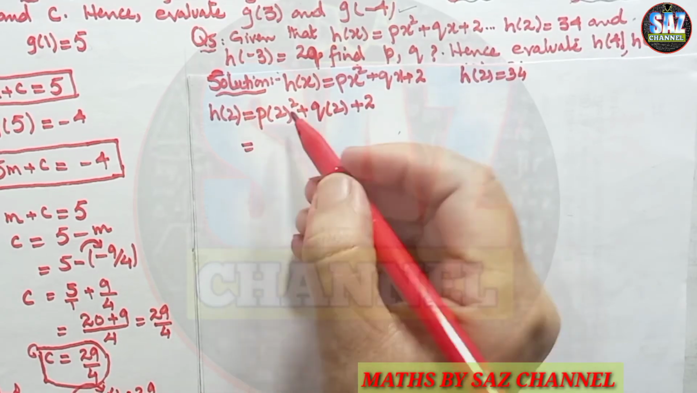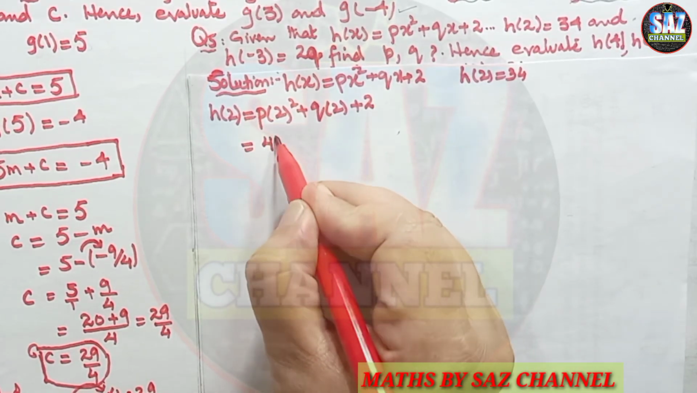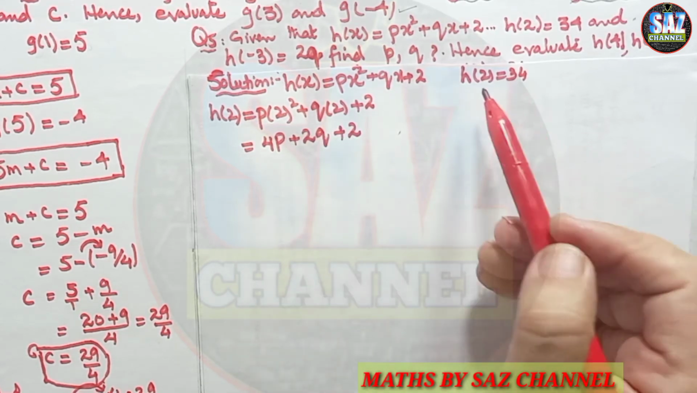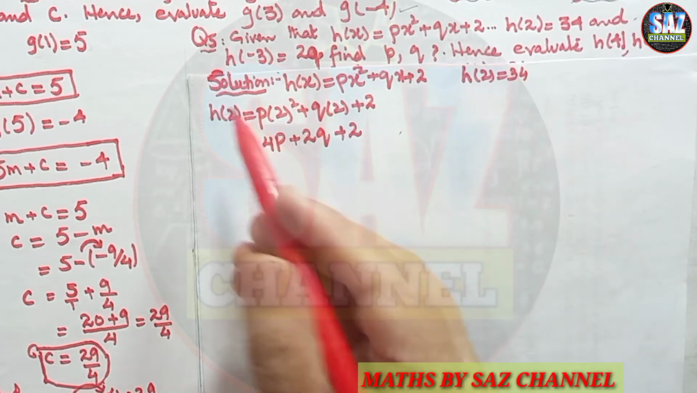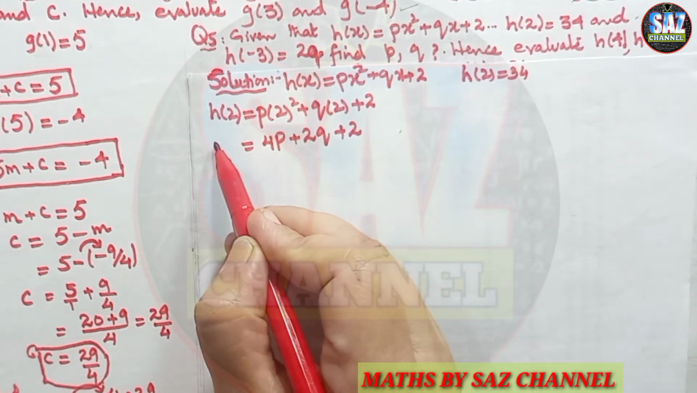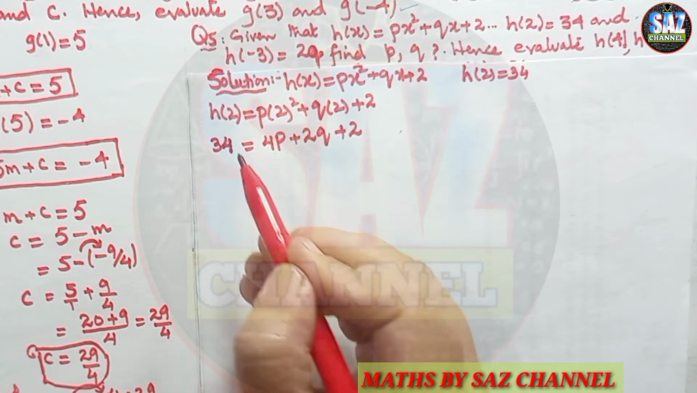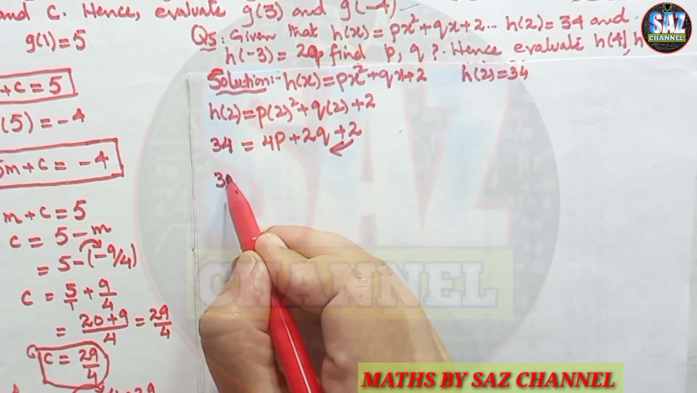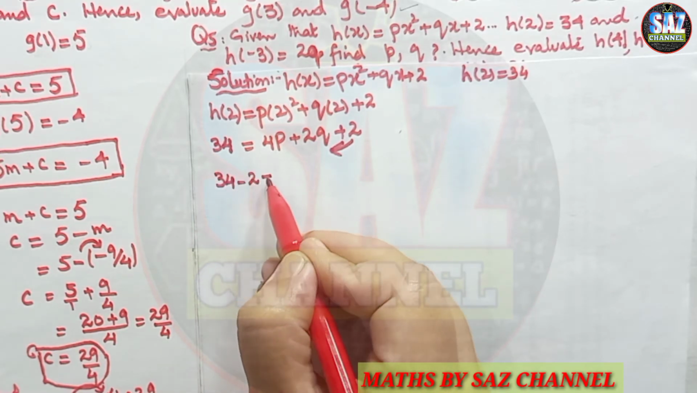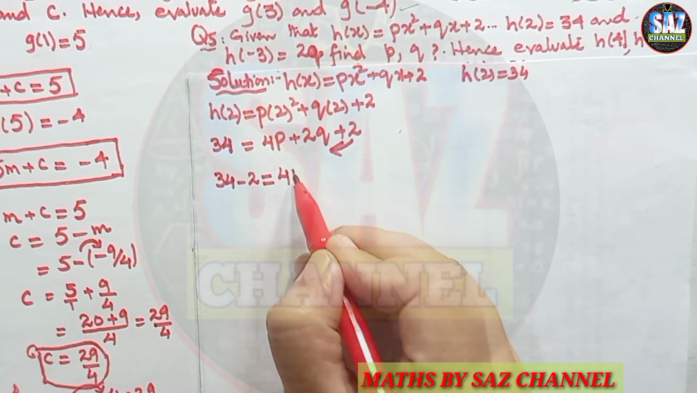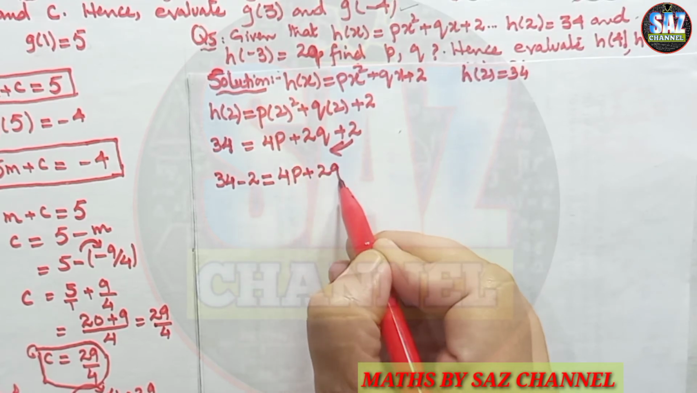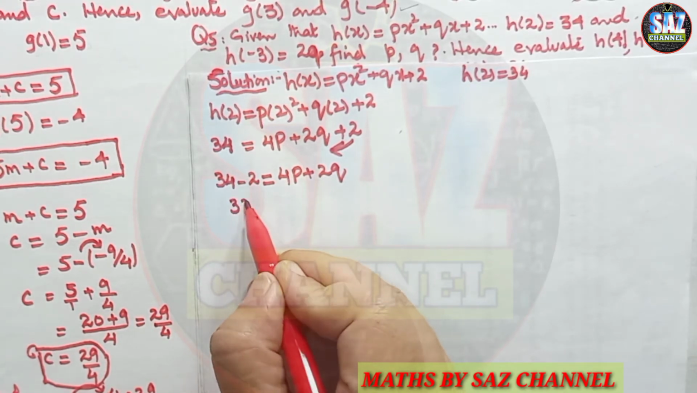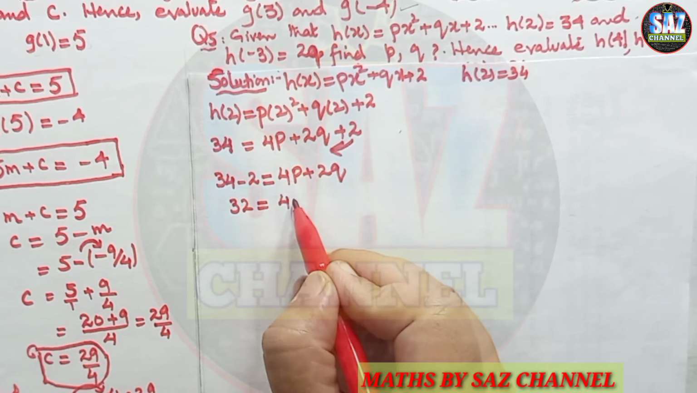Now 2 square is 4, and it will become 4p plus 2q plus 2. And the given condition is that h of 2 equals 34. So instead of h of 2, I will replace 34. Now shift 2 to the other side, and my equation will take the form 34 minus 2 equals 4p plus 2q. And now 34 minus 2 is 32. 32 equals 4p plus 2q.